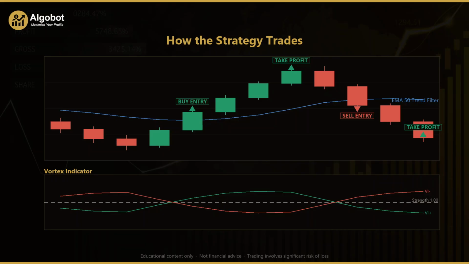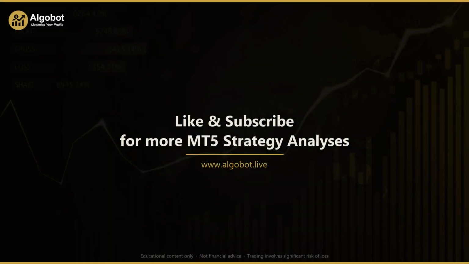So across this whole illustration, you can see the rhythm of the strategy. It waits for the vortex lines to cross, confirms real strength above the threshold, checks that price agrees with the trend filter, and then lets the volatility-based bracket manage the outcome. This is a simplified, educational illustration, of course, and real markets are far messier, with losing trades along the way. Trading always carries risk.